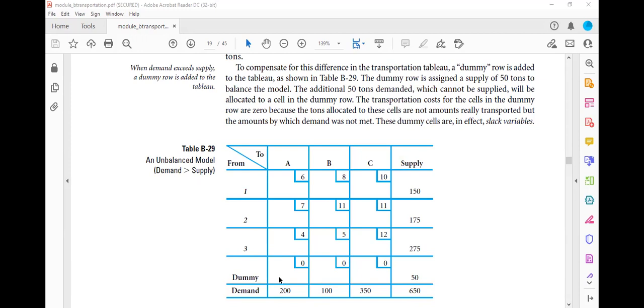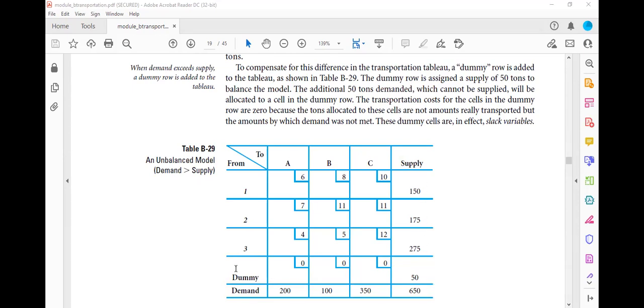So what was done here is to add a dummy row. Okay, so we put in a dummy row. And the supply we put in is the shortage in supply, 50, so that the total demand will now equal the total supply. So if you now add 150, 175, 275, and 50, the total is also 650.